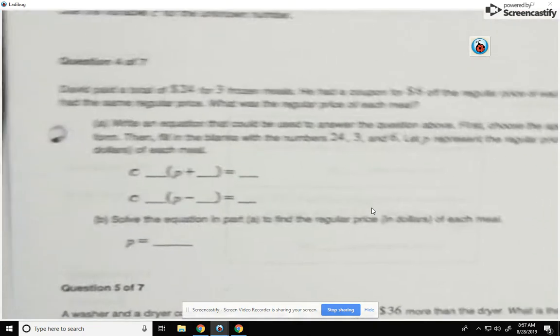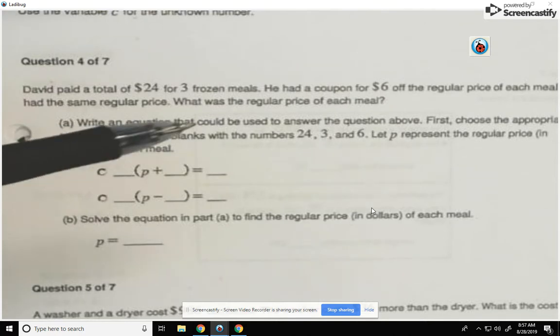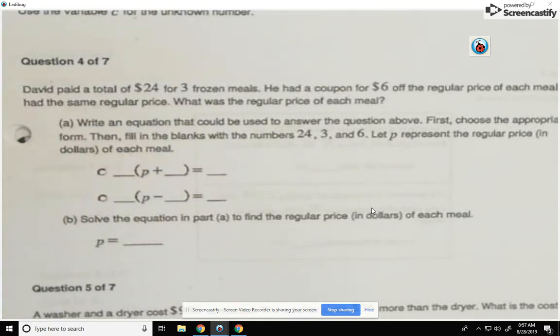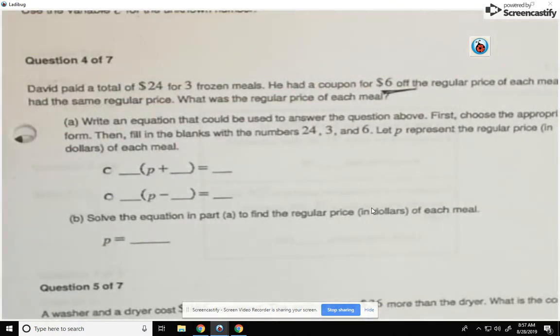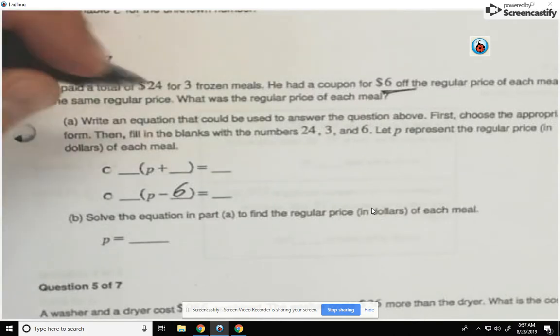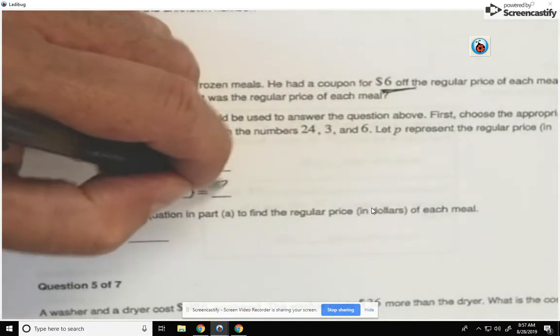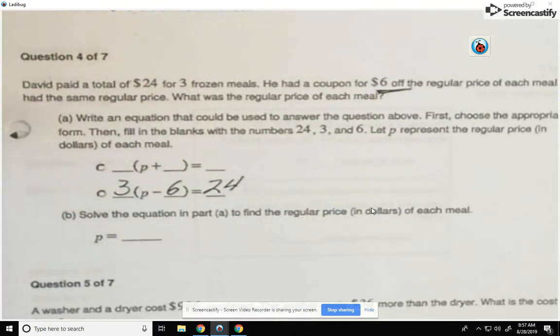Okay, question 4. They give us the setup, we just have to figure out which one to use. It says David paid a total of $24 for 3 frozen meals. He had a coupon for $6 off the regular price. So $6 off tells us we're using the subtract form of the equation. We can go ahead and put our 6 here. We know that the total cost was 24, so that equals 24. And we know we have the 3 out front.